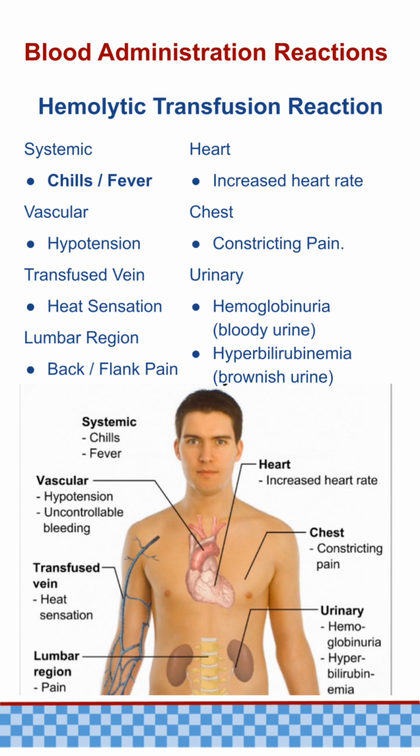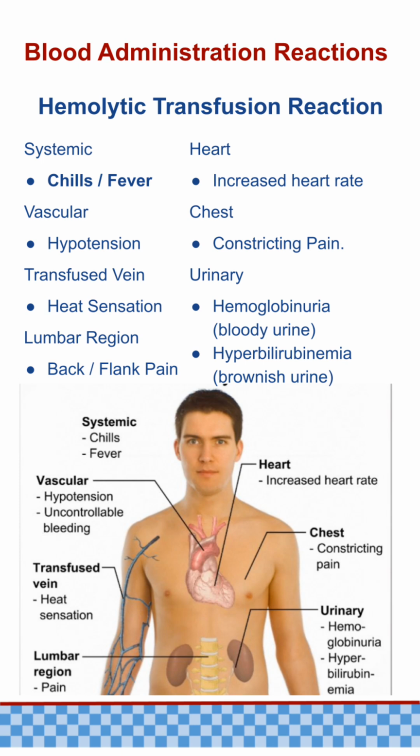Hemolytic transfusion reactions are the most severe type of transfusion reaction, occurring when red blood cells from the transfused blood are destroyed by the recipient's immune system. This destruction, or hemolysis, can happen within the bloodstream (intravascular), or in the spleen and liver (extravascular). The primary cause of hemolytic reactions is incompatibility between the donor and recipient blood types.